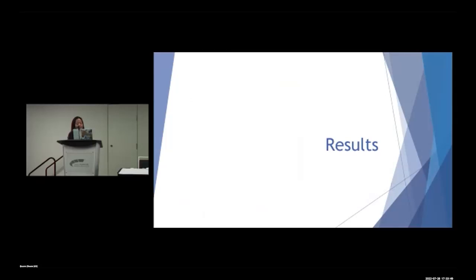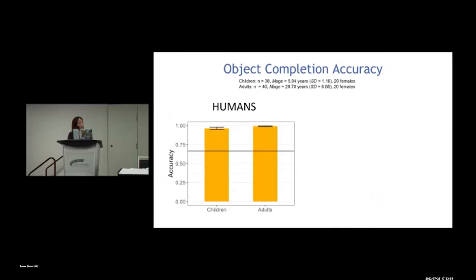So here are the results. First, we computed an object completion accuracy, which is basically out of the 12 trials that we have for all these different objects, how many times did the participants not choose the distractor option? In other words, how well are they understanding the task and completing objects in a very plausible manner. And what we see here is that for both children and adults, they are completing this task at a significantly above chance accuracy.